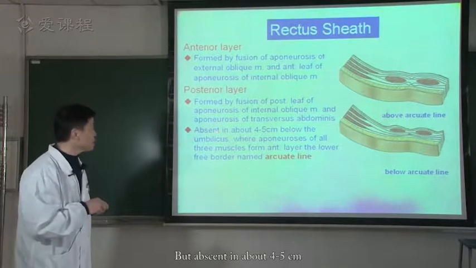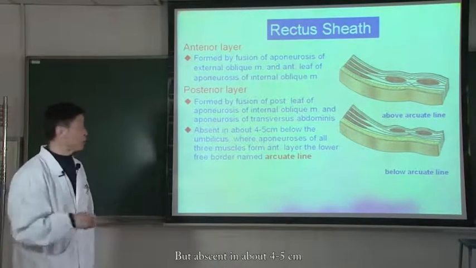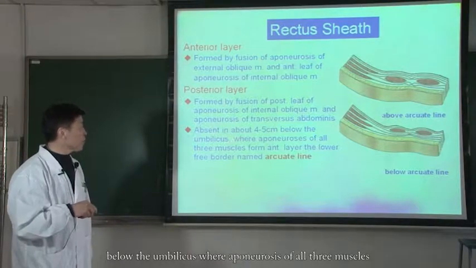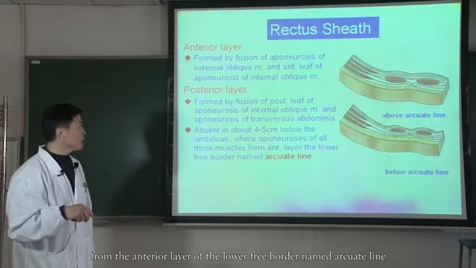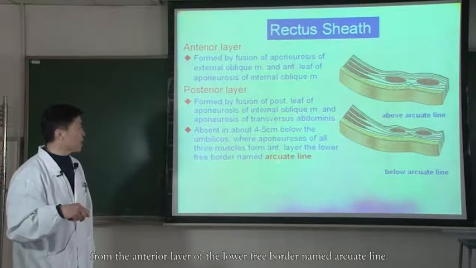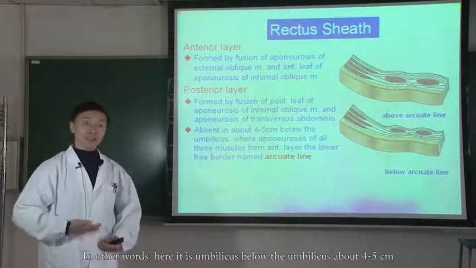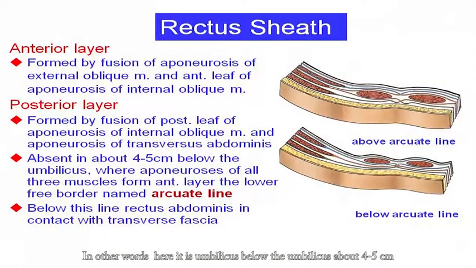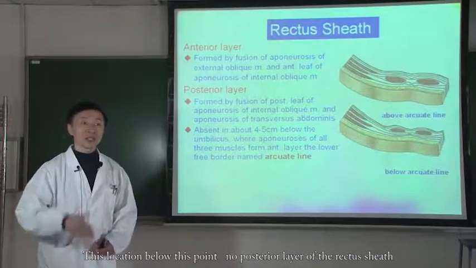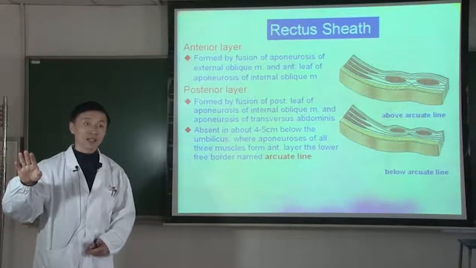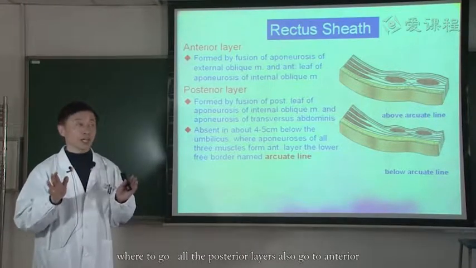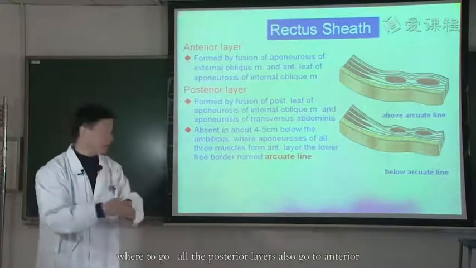But it is absent about 4 to 5 centimeters below the umbilicus, where the aponeurosis of all three muscles forms the anterior layer of the lower free border, named the arcuate line. In other words, here is the umbilicus. Below the umbilicus, about 4 to 5 centimeters, this location. Below this point, there is no posterior layer of the rectus sheath. Where does it go? All the posterior layer also goes to the anterior.